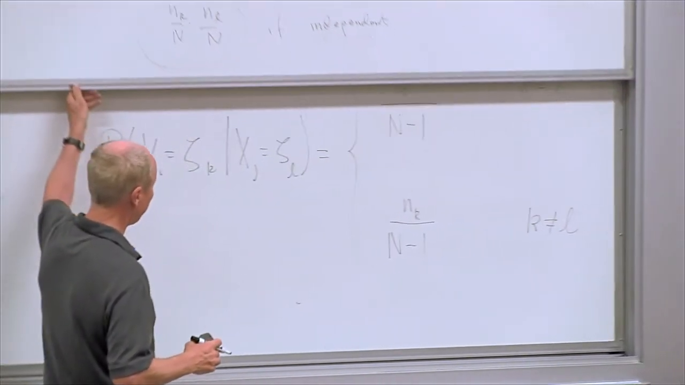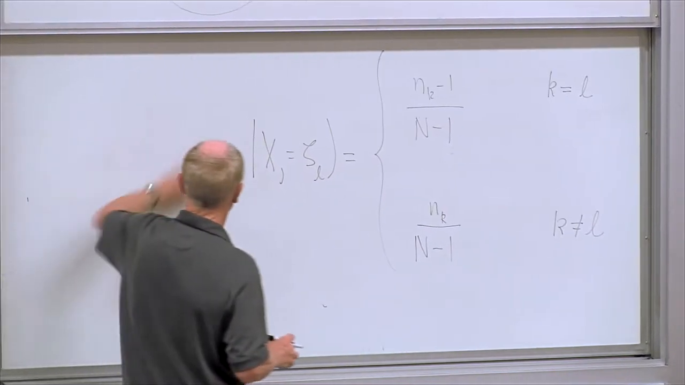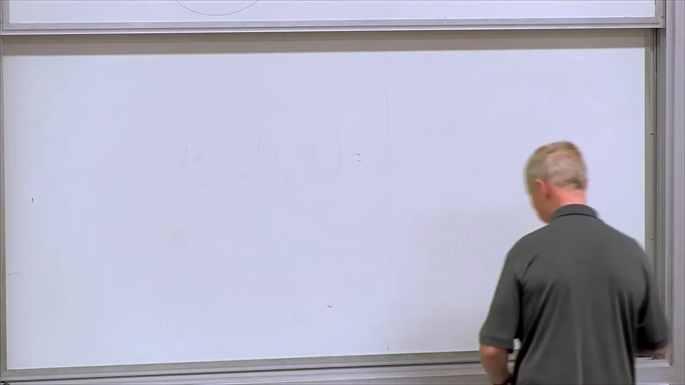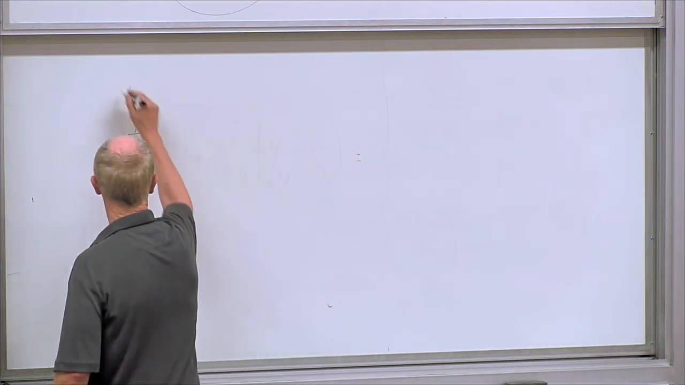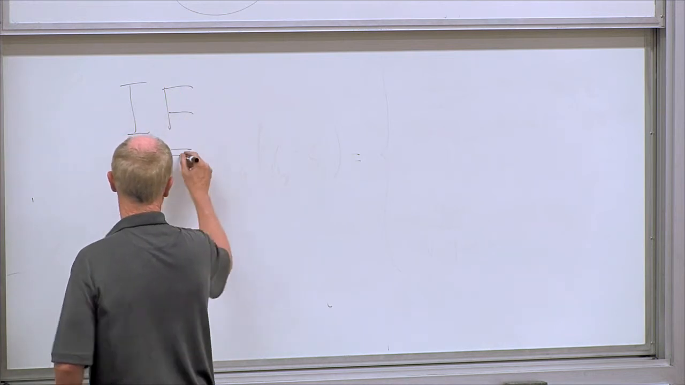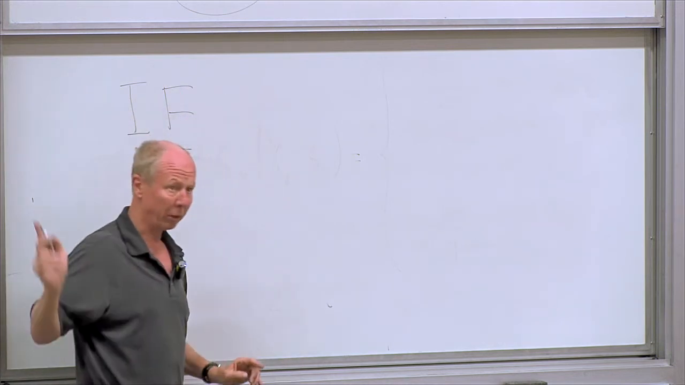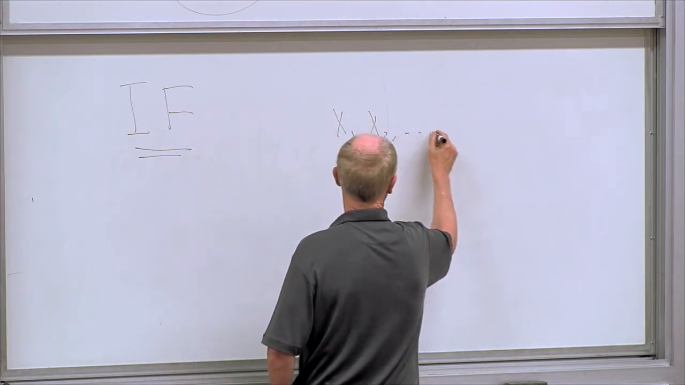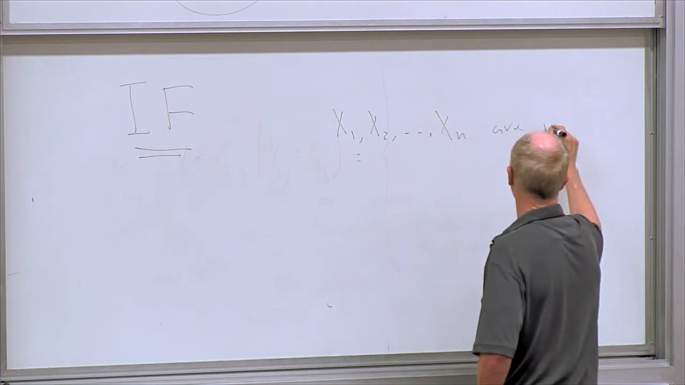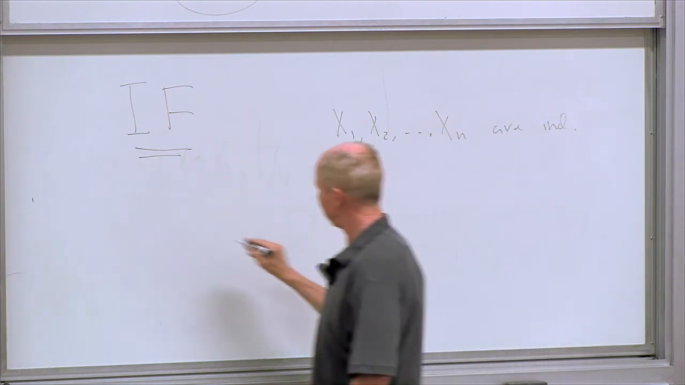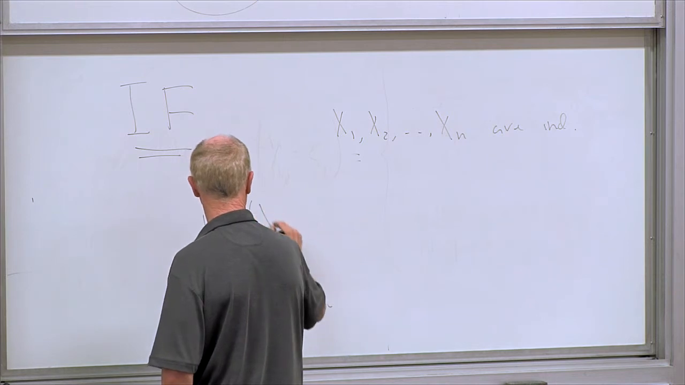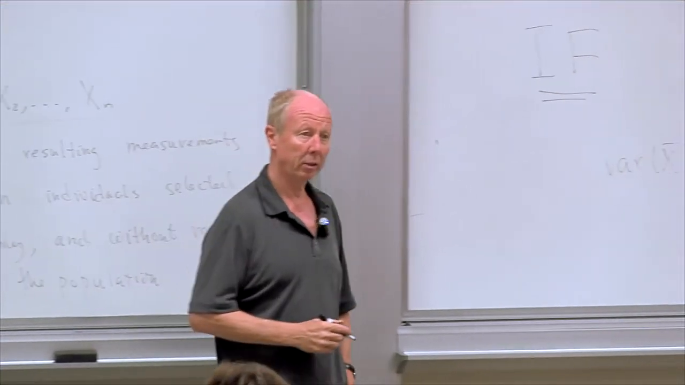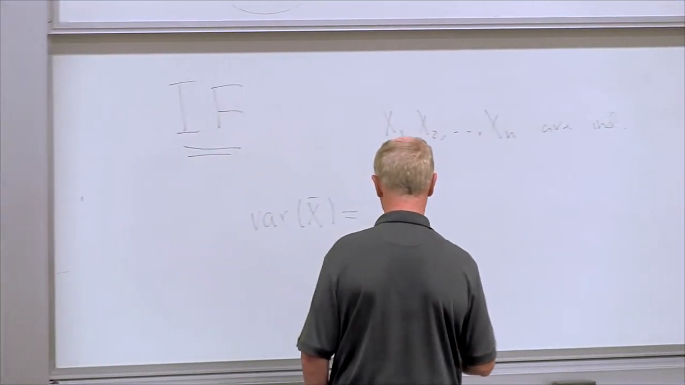If you have independent random variables, I want to emphasize this is if, I'm not saying that these are, but if x1 the variance of x bar is what?